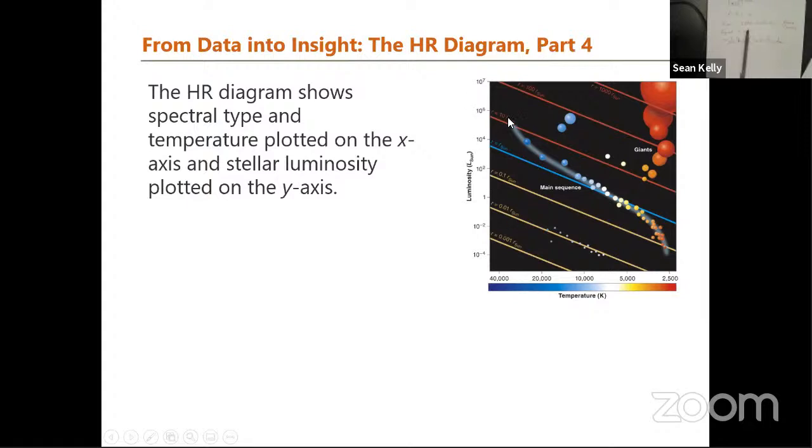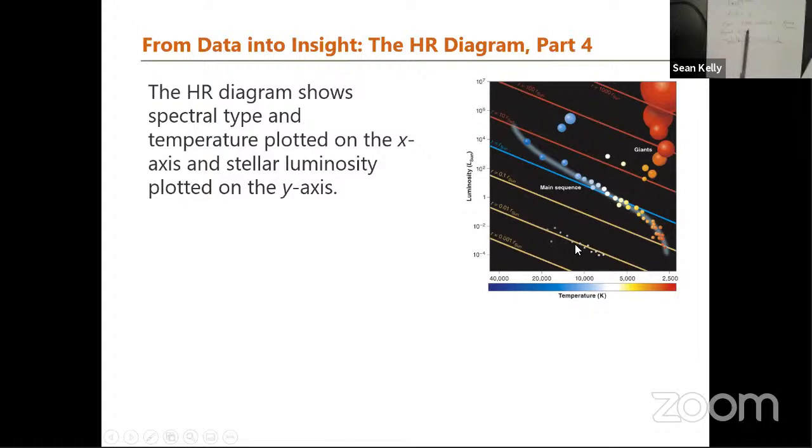Anyways, here is our main sequence. And 90% of the stars are going to be on the main sequence. But we will also see some stars down here, and these are going to be off the main sequence. So let's talk about that. If they're here, you can see they're pretty hot, but they're not very luminous. And we'll think about why that would be.